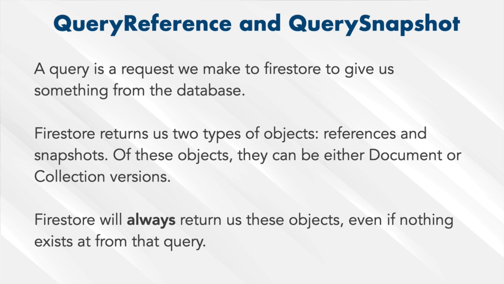Now, of these two objects, both of them can either be of a document type or a collection type. What this means is that we can either get a document reference object or a collection reference object, or we can get a document snapshot object or a collection snapshot object. But that collection snapshot object is called a query snapshot. That's just one thing to remember. Firestore will also always return us these objects, even if nothing exists in that query. So what do I mean? Well, we will see that in the example, but let's just define these objects first.